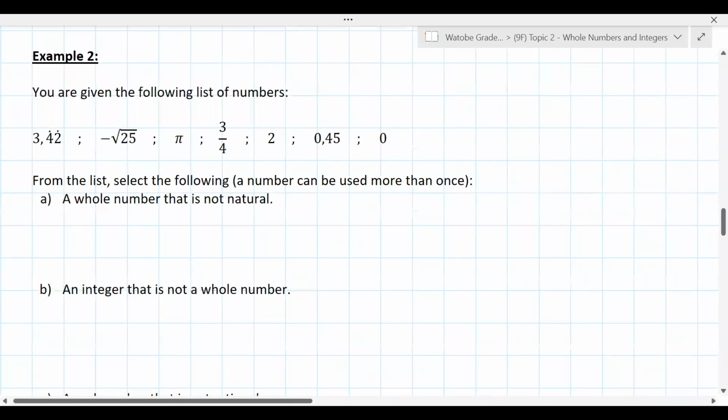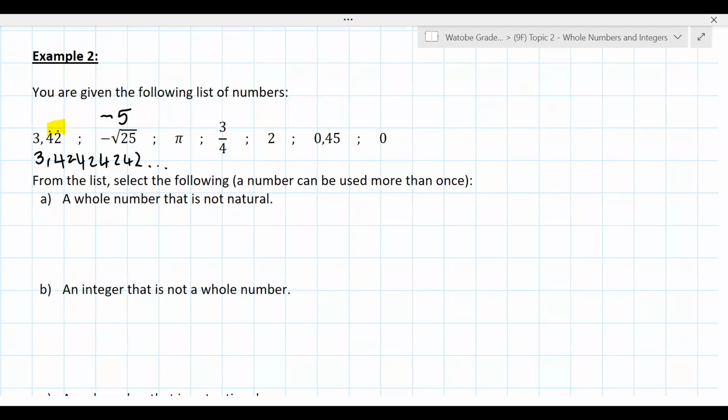3, 4, 2. Now, guys, what's really important is that these two little dots on top of the decimal mean that the decimal just keeps repeating. That's what those dots mean. It means it's recurring. Negative square root 25. Now, we know that the square root of 25 is 5. So what we're actually working with is negative 5 here. We've got that pi again.